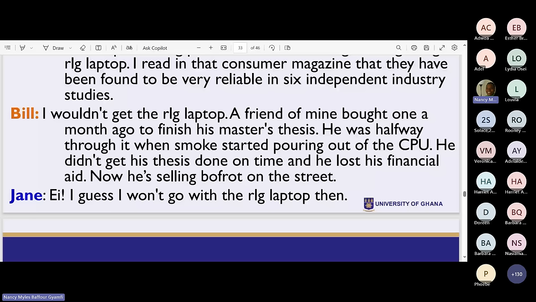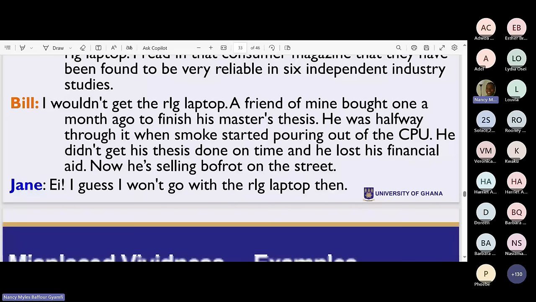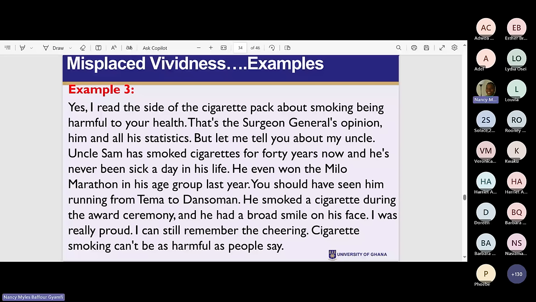So you will see that oftentimes when you see the misplaced vividness fallacy, it looks like hasty generalization. But then look at how the person is arguing from that instance, and you will see that he's blowing something out of proportion because of an emotional, oftentimes unpleasant scenario around that one instance. At another time, it is a pleasant one. We gave you one other example. When you go, you can check this one. It is supposedly a pleasant scenario, a pleasant case, but the person blows it out of proportion.